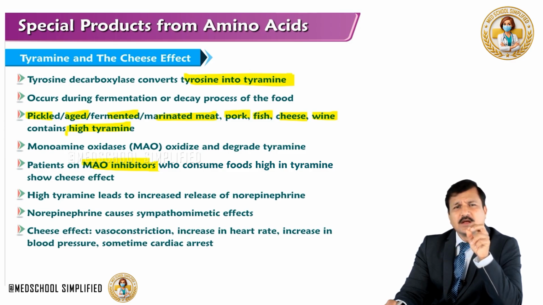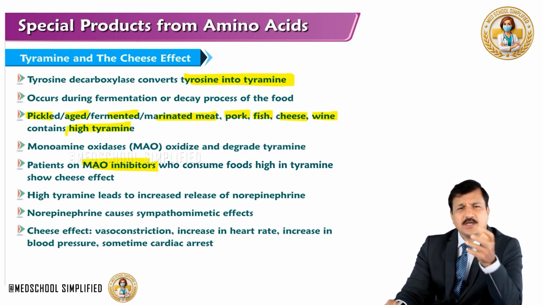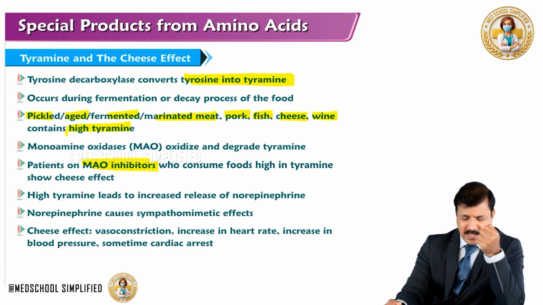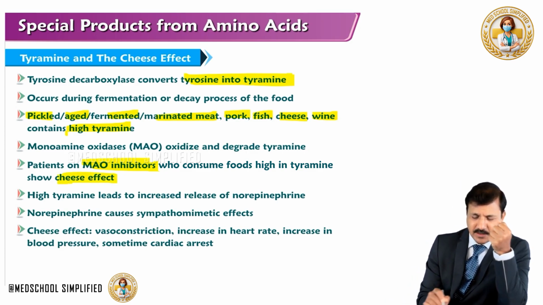Whereas in a person who is on monoamine oxidase inhibitors, usually for treatment of depression, if that person consumes anything that is pickled, salted, aged, fermented, or consumes cheese, wine, which all contain a high amount of tyramine, the tyramine getting into that person's body will be higher, and that tyramine has to be degraded into its degradation product and excreted. That should be done by the monoamine oxidase enzyme. But these people who are on monoamine oxidase inhibitors won't be able to degrade tyramine. So tyramine levels in them will increase, and that will give rise to a cheese effect.